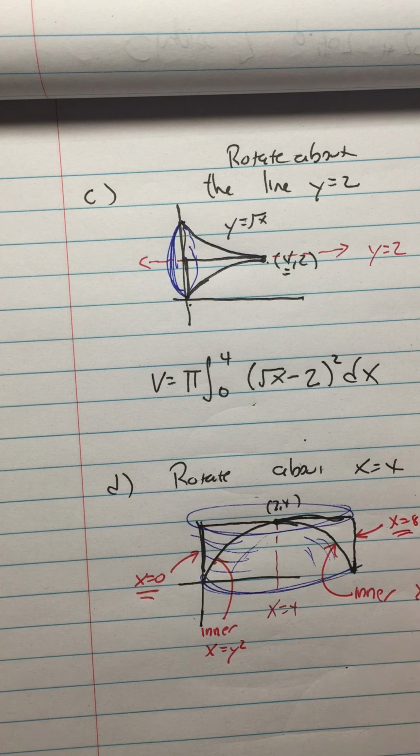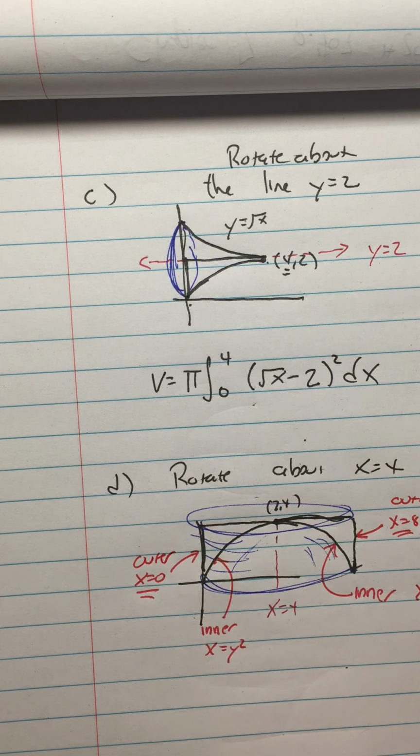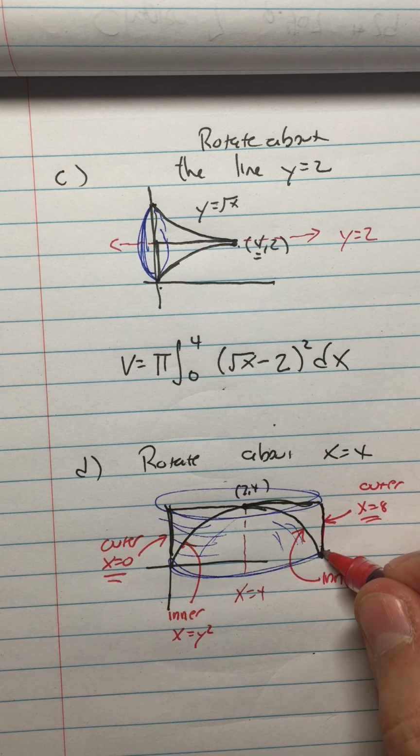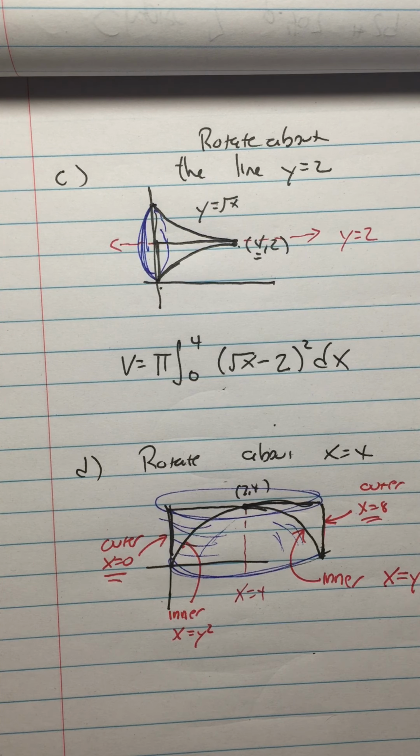So which one are we going to use for the outer function? X equals 8 or x equals 0? The cool thing is, it doesn't matter. I could use this x equals 8 because it's 0, 4, 8. Use x equals 8 or use x equals 0. I'm going to have the same thing. I'll show you what I mean. I'm going to set it up with x equals 0 because that was given as a boundary of the problem.